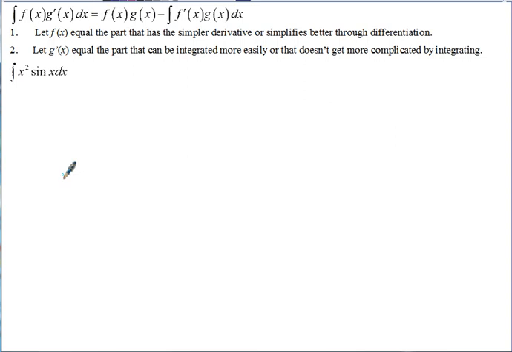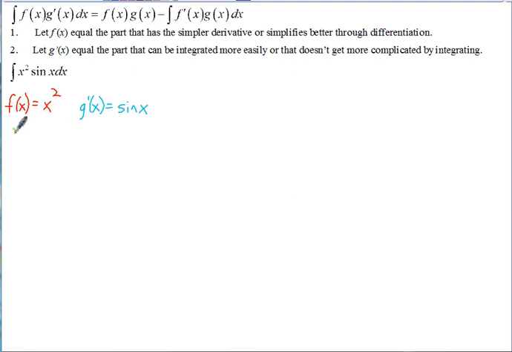Again, this one, we've got x squared and sine x. So we have to decide which part of that to set equal to f of x, and which part to set equal to g prime of x. If we set f of x equal to sine x, the derivative of that is cosine. Well, that doesn't really make it any simpler. But if we set f of x equal to x squared, the derivative of that is 2x, so that does get a little bit simpler because the exponent reduces by 1. So that's how you decide that it's probably better to set f of x equal to x squared and g prime of x equal to sine of x.